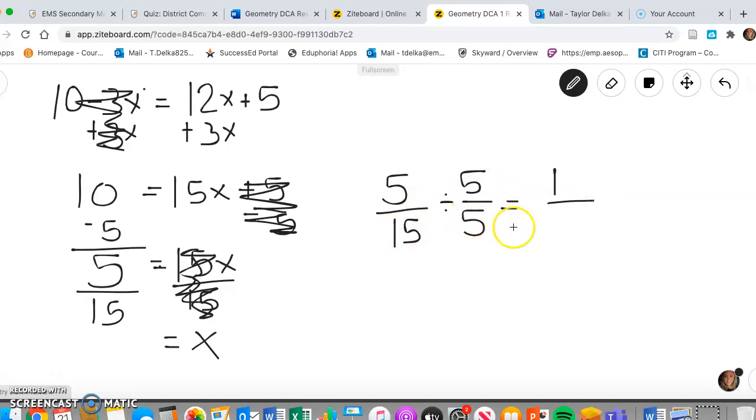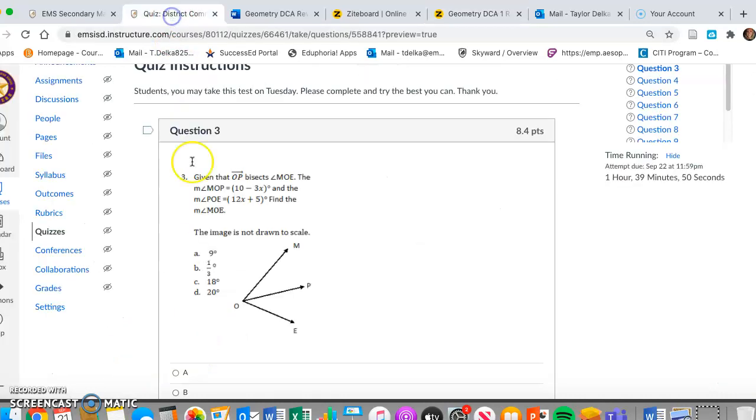And 15 divided by 5 is 3. So I can come down here and I put 1 over 3. And I can't make that any smaller. And I think I have an answer choice with 1/3, but I'm going to check it.